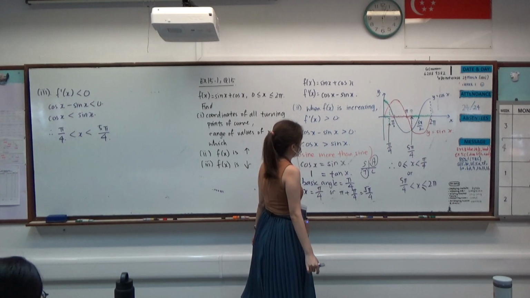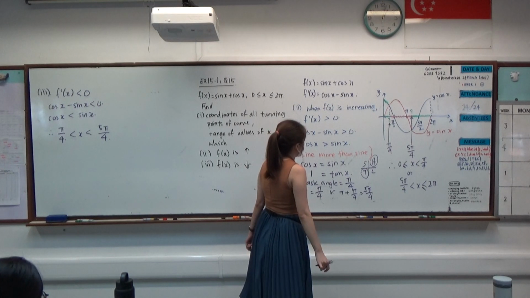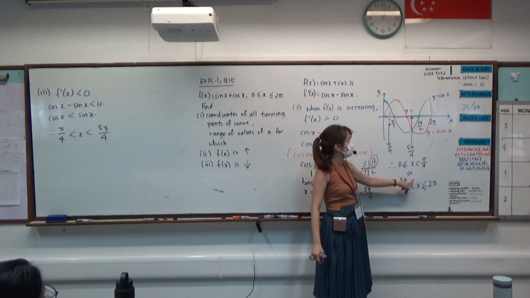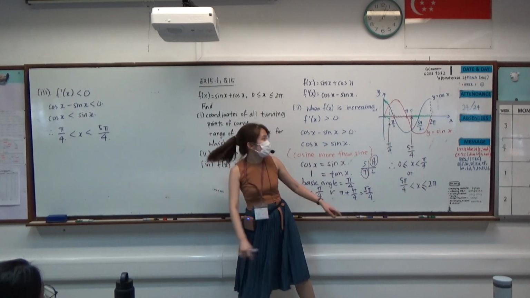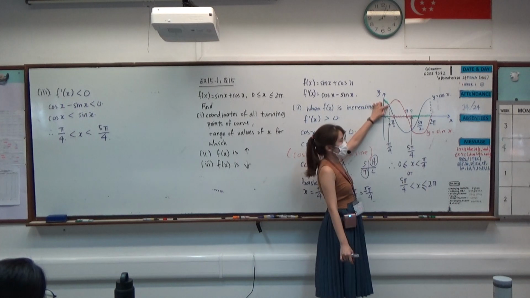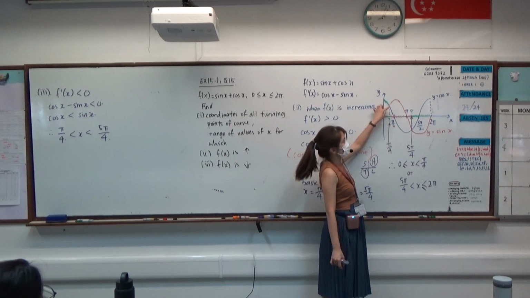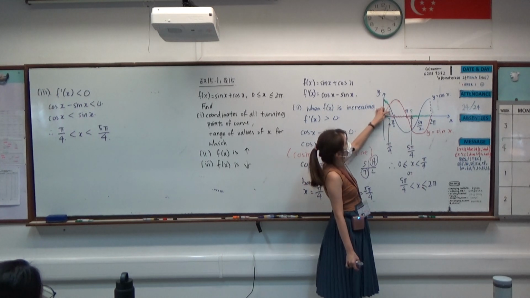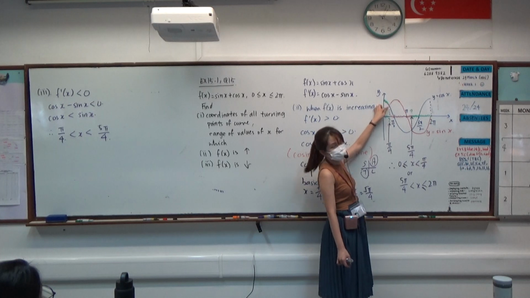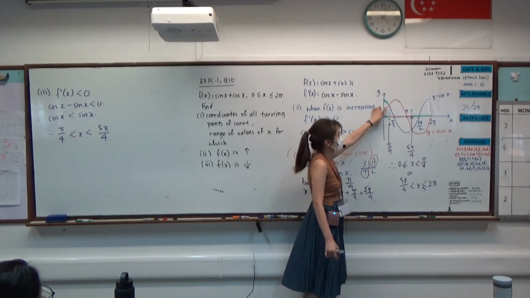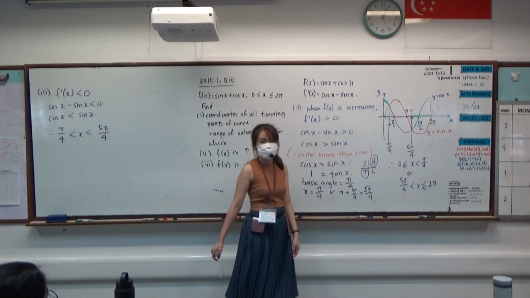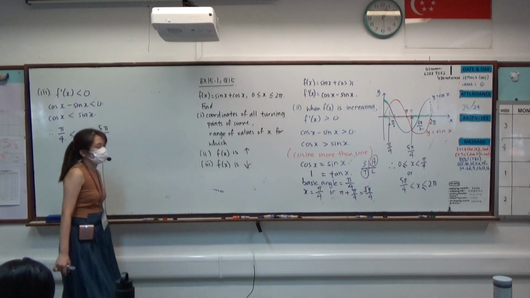And the other side is not inclusive. There's no equal sign for the others. The reason being, this is an intersection point. That is where sine x is equal to cosine x. There's no one that's above the other. Cosine x is not above sine x, neither is sine x above cosine x. So this is an equal part, an intersection part. That's why it is a strict inequality sign.